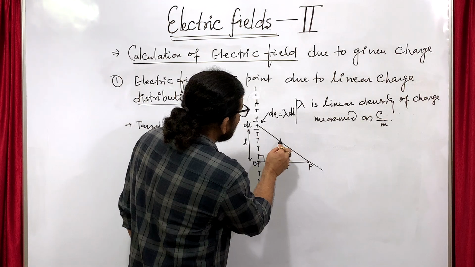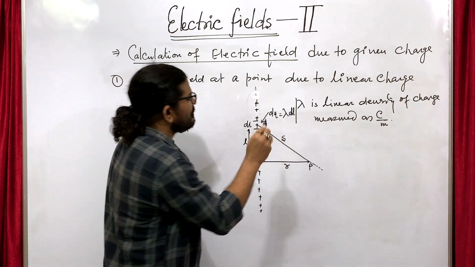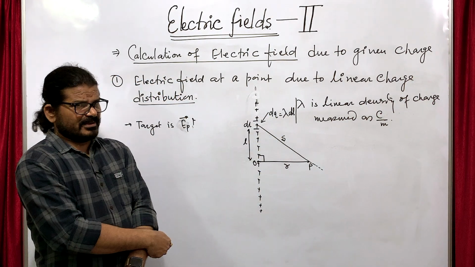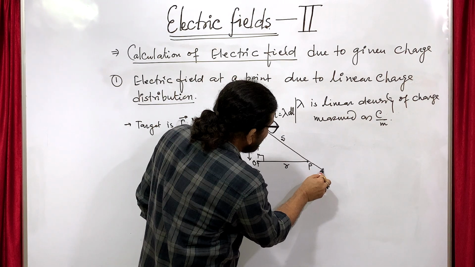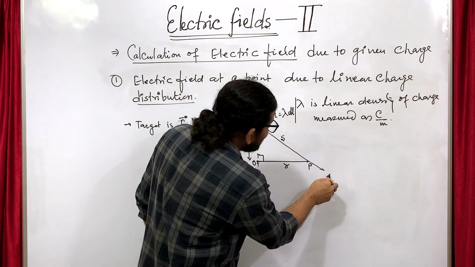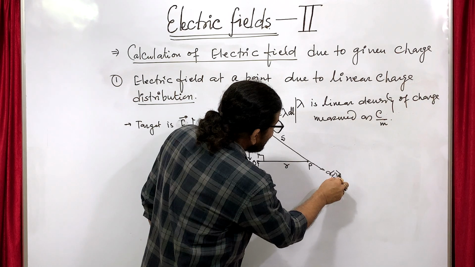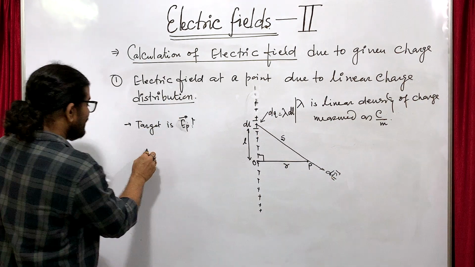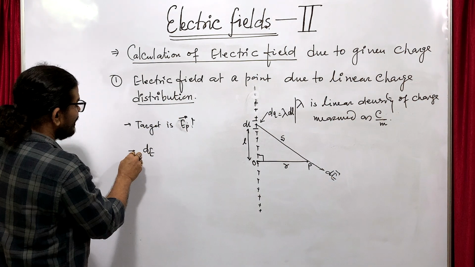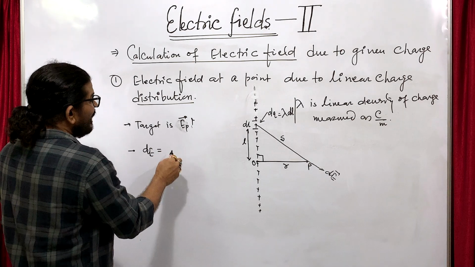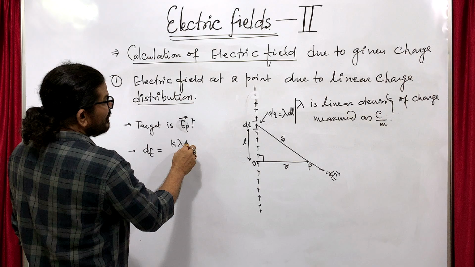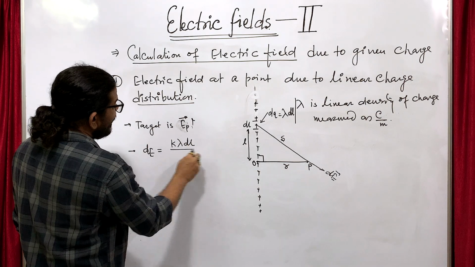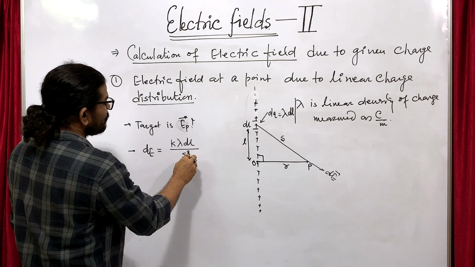And suppose we are taking this as the separation S, then the electric field at the particular point due to this element is dE, and dE can be written as K into lambda into dl divided by S square.